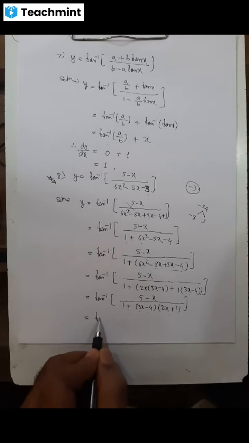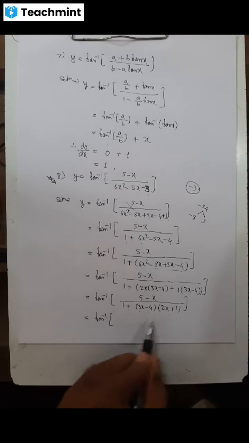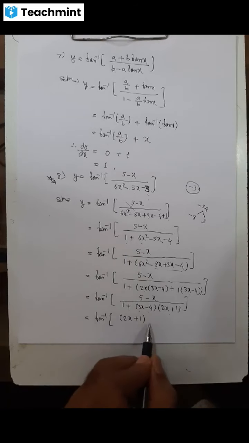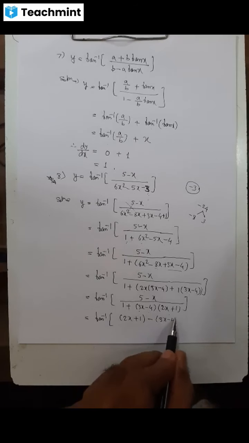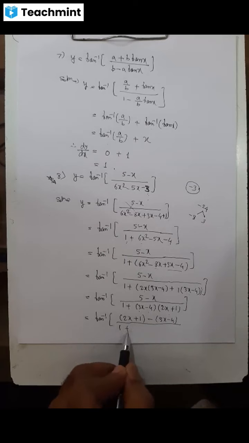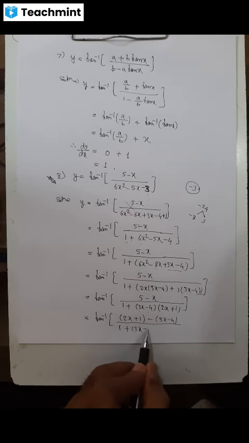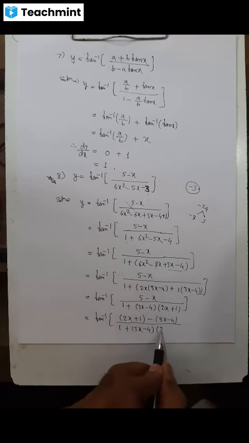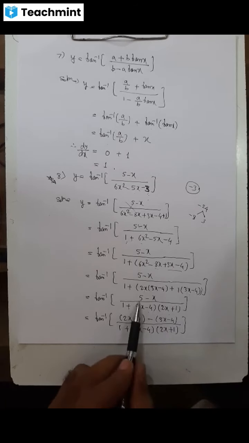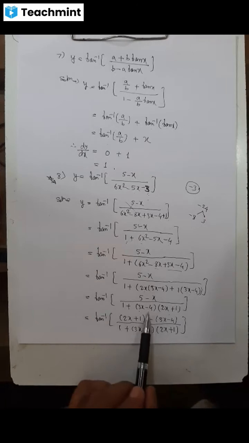If you write here tan inverse, second factor is 2x plus 1 minus first factor is 3x minus 4, right? And the denominator same, 1 plus (3x minus 4) into (2x plus 1), and we get the standard form. 5 minus x, we have written in terms of these two factors.